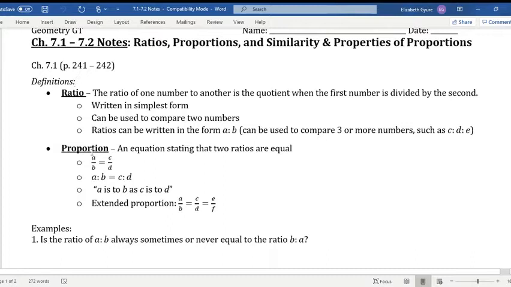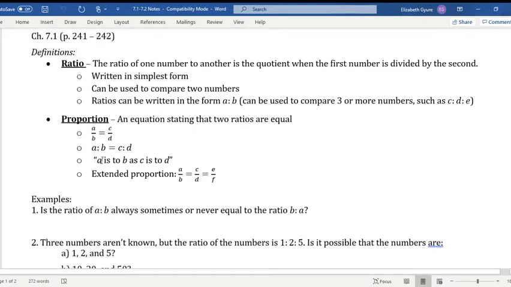Then we're also going to be dealing with proportions. That's an equation stating that two ratios are equal. So you could have the ratio A to B is equivalent to the ratio C to D. It can also be written in our colon format. So A:B equals C:D. And how you would read a proportion like that is A is to B as C is to D. That's our formal way of reading that.